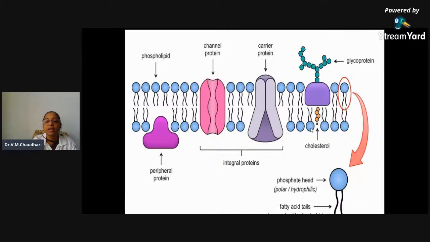This is the phosphate head group, which lies outside of the membrane, and they consist of the fatty acid tail. This fatty acid tail of both head groups lies inside of the membrane.